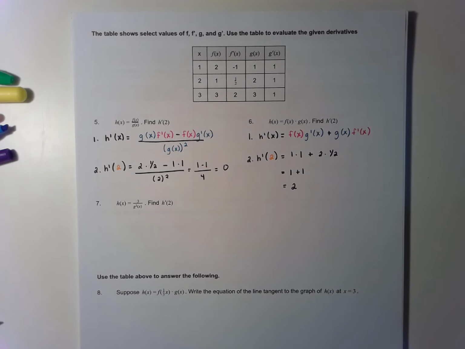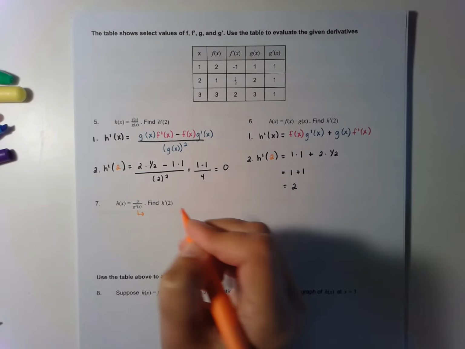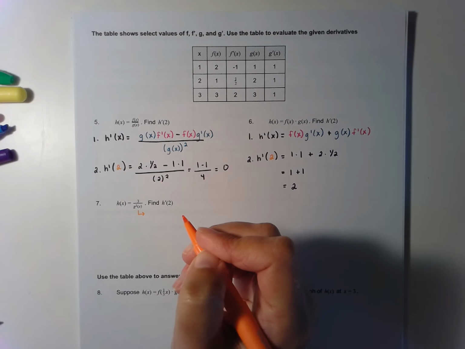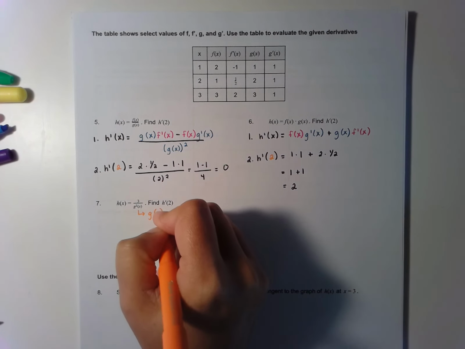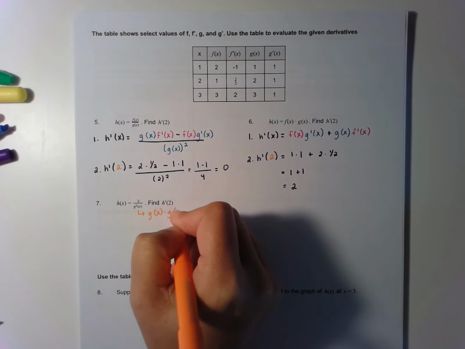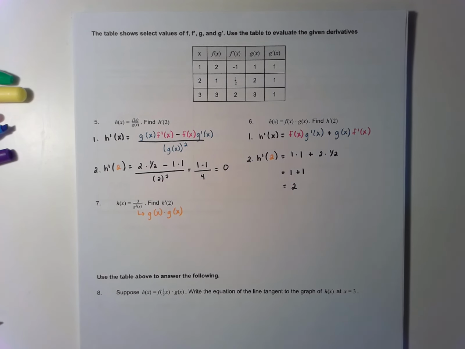Now, for example 7 here, we're going to kind of look at a little bit of a different situation. At first glance, it might seem like this is pretty straightforward, but what we need to remember is that if we have this g of x here on the bottom, that actually means g of x times g of x, so g of x squared.